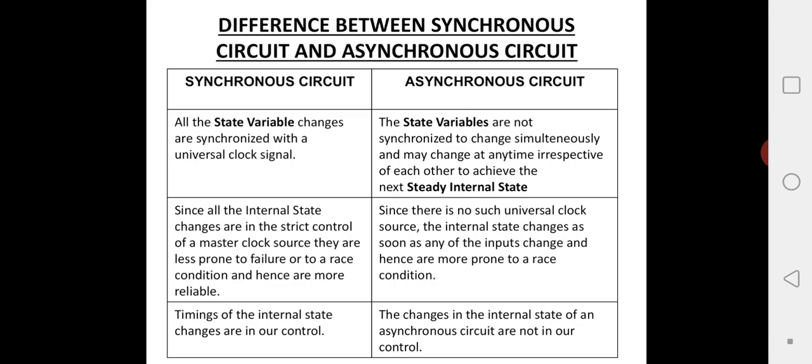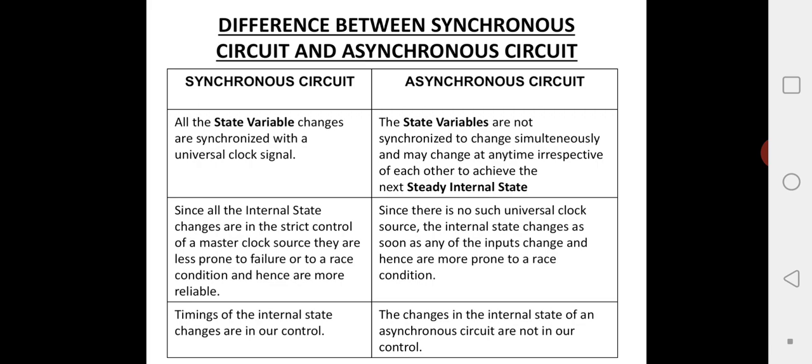So now let us look at the differences between synchronous and asynchronous circuits. All the state variable changes are synchronized with the universal clock signal. This is with respect to the synchronous circuit, whereas in the asynchronous circuit the state variables are not synchronized to change simultaneously and may change at any time irrespective of each other to achieve the next steady internal state.